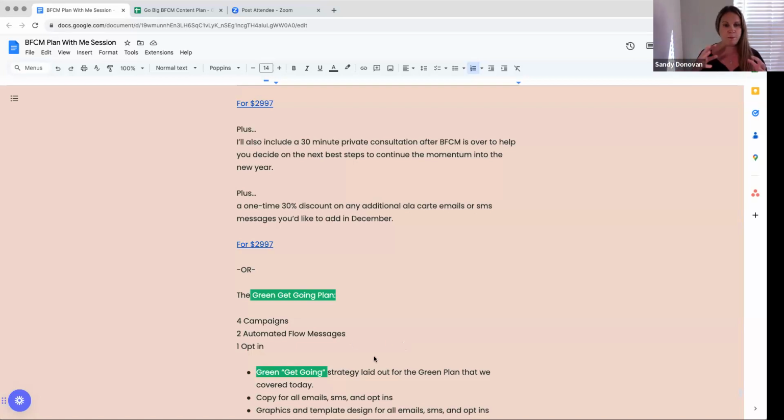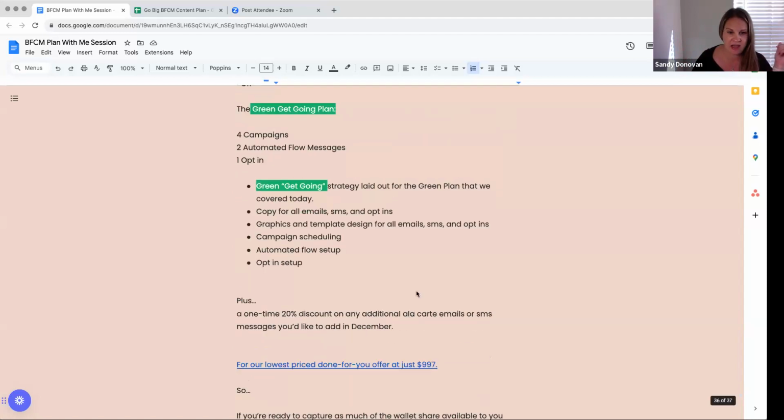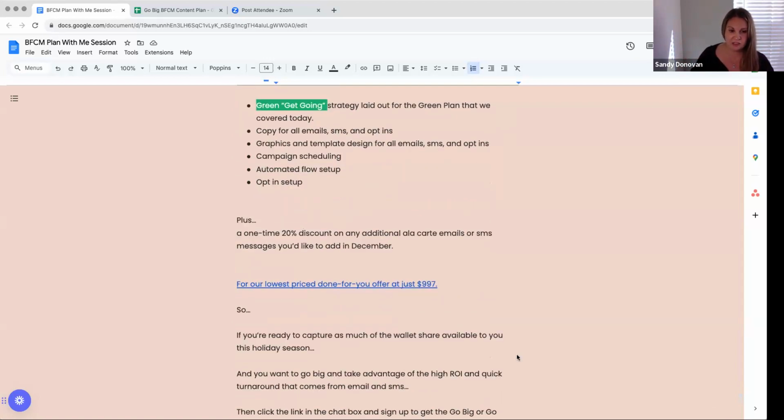So really focused around those biggest days where we see the biggest sales spikes in Black Friday and Cyber Monday. 2 automated flow messages and an opt-in, so you can take advantage and collect all of those people coming in, and that will set you up again for growth in 2024. And that's going to be all that, the copy, the graphics, campaign scheduling, same things as the bigger plans get, and a 20% discount for any additional a la carte emails that you might want in December if you want to keep the momentum going throughout the holiday season. And that's going to be offered at our lowest priced done for you offer that we offer, period, at $9.97.